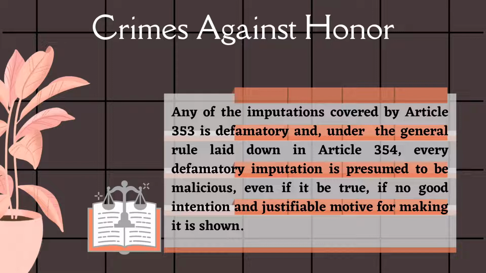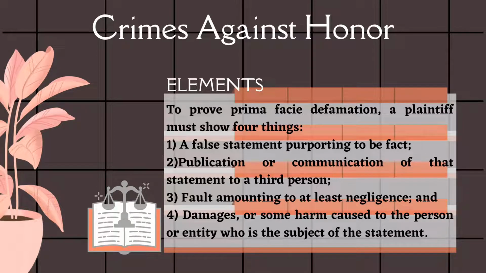So, basically, ang Defamation Act ay nangyayari kapag nag-publish ka or nag-spread ka ng false statements or reports which concern the third party or yung involved na person doon sa statements or reports mo. May 4 na elements ang defamation. So, to prove prima facie defamation, a plaintiff must show 4 things. Number 1, a false statement purporting to the fact. Number 2, publication or communication of that statement to a third person. Number 3, fault amounting to at least negligence. And number 4, damages or some harm caused to the person or entity who is the subject of the statement.